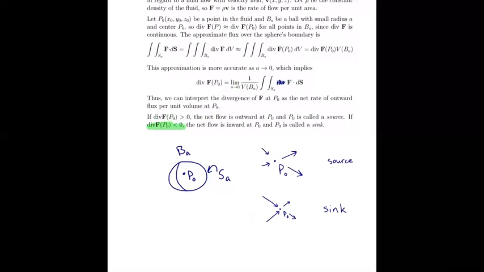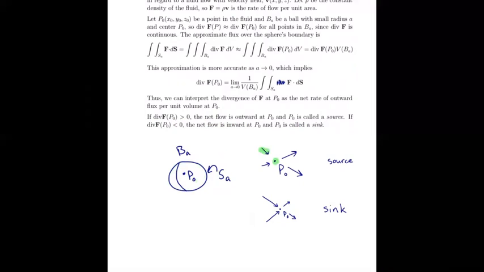If the divergence at this point is negative, then the net flow is inward at p naught, and we call that a sink. So below, we've got some drawings of this. This is the ball B sub A with its surface boundary S sub A. The ball was centered at the point P naught that we used above for this derivation. But sources and sinks might look like this.